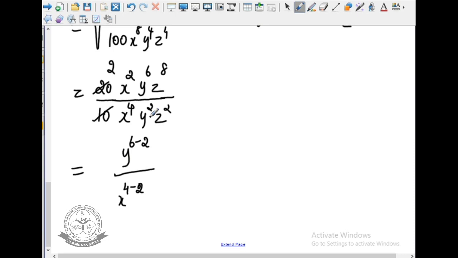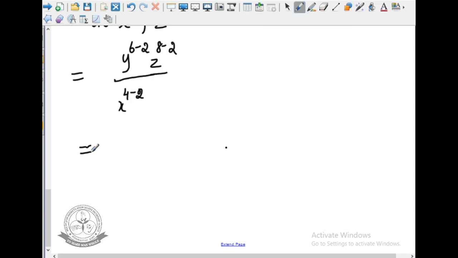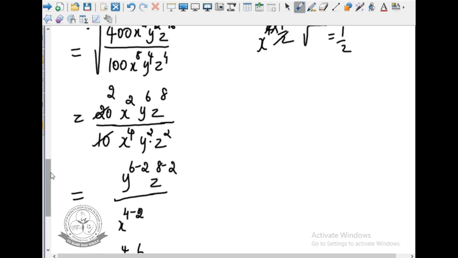Next you should see the z variable. For the z variable you have the highest degree in the numerator, so you write z power 8, and in the denominator you have 2, so that will be minus 2, right. It is equal to y power 4, z power 6, divided by x squared. You should see the numbers also, right. Here we have 2, so you should write 2 here also.